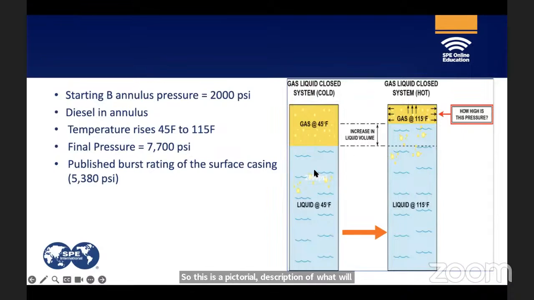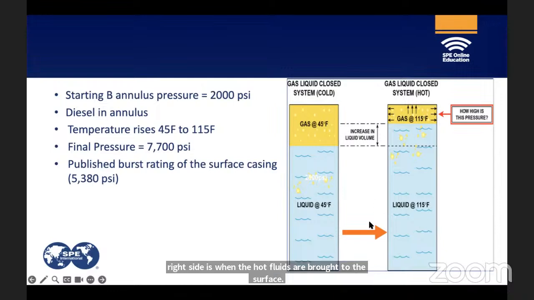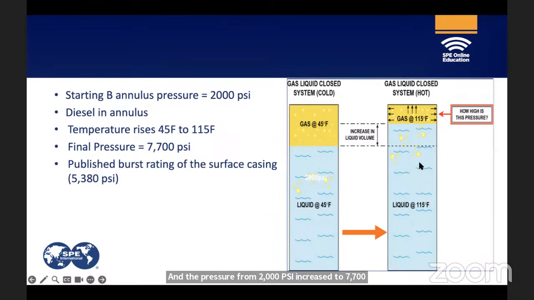This is a cold system on the left-hand side, and the right-hand side is when the hot fluids were brought to the surface in terms of production. In turn, heat transfer happened to the annular fluid, which caused it to expand. And the pressure of the gas, as a small gas cap was there, increased. The temperature increased from 45 degrees Fahrenheit to 115 degrees Fahrenheit, and the pressure from 2000 psi increased to 7700 psi, which was more than the burst rating of the surface casing. The published burst rating for the casing which was used was 5380 psi.